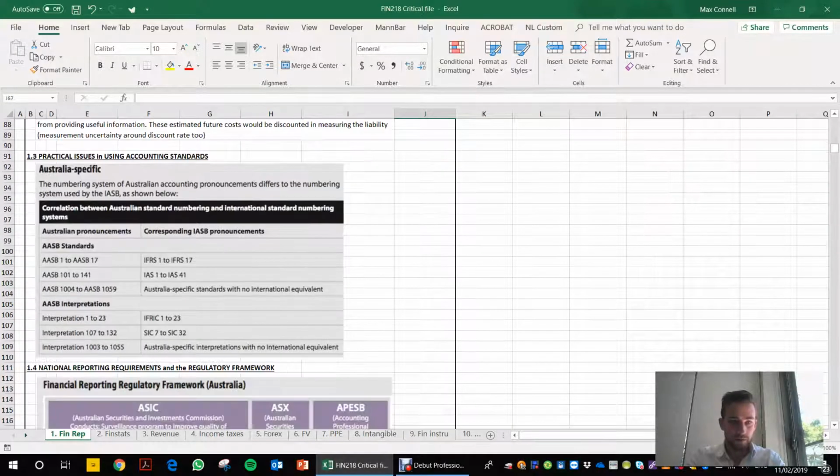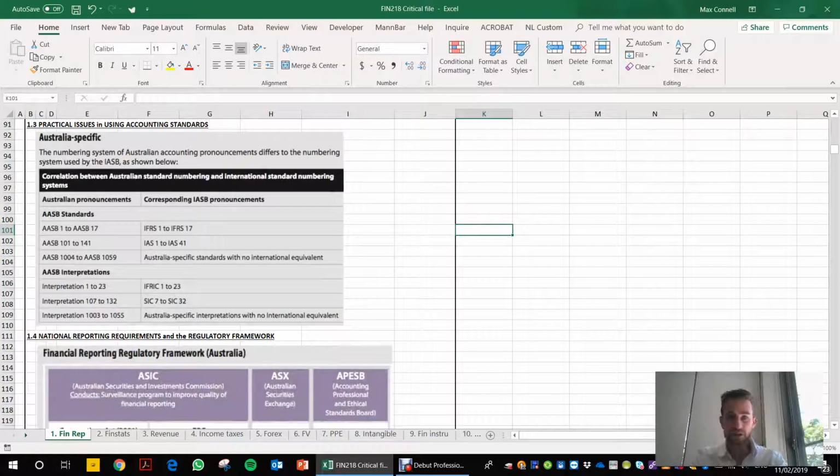Okay, so just skipping over to this. So practical issues in accounting standards. Probably one of the first practical issues is just the small differences between Australian accounting standards set by the AASB, Australian Accounting Standards Board, and IFRS, or the International Accounting Standards.